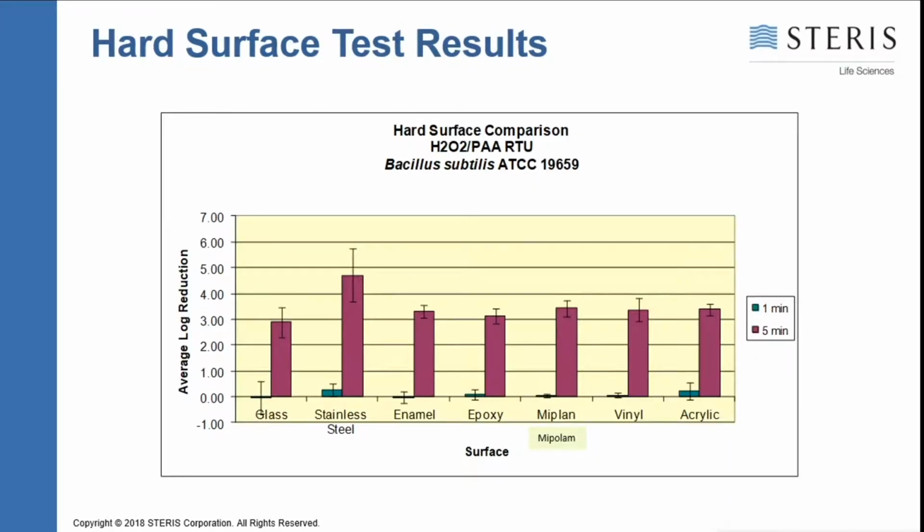And one of the studies I want to look at here, we tested different hard surfaces, and these were actually all new hard surfaces to see if there was any variability in the level of kill with the hydrogen peroxide peracetic acid chemistry against Bacillus subtilis. And we really didn't see much variability at all with new surfaces. However, as these surfaces would age, that would affect performance because as they age, they become more porous over time.